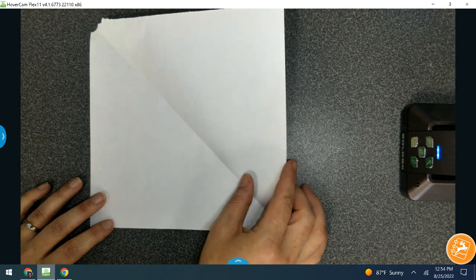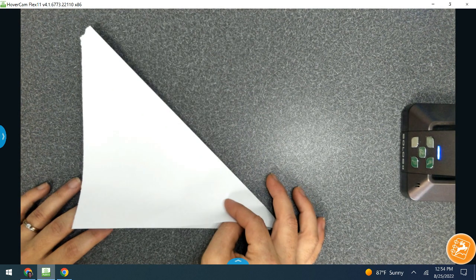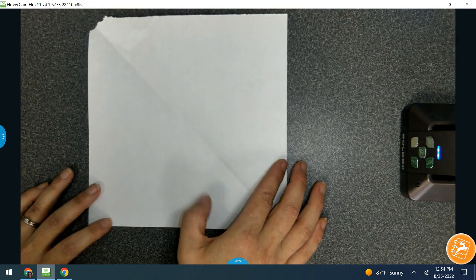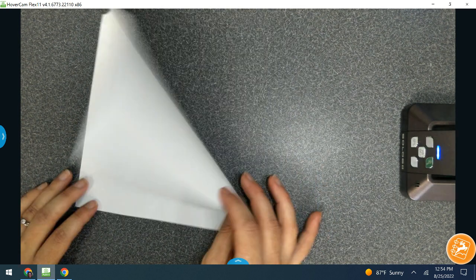Because a parallelogram, this is also a parallelogram. We still have our two pairs of parallel sides. Okay?